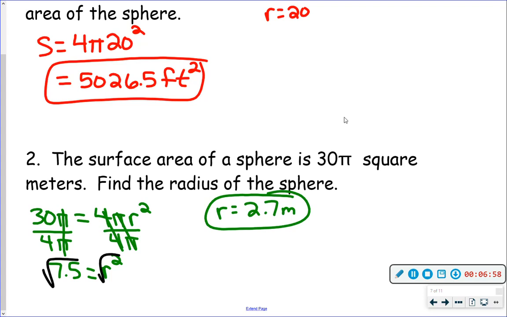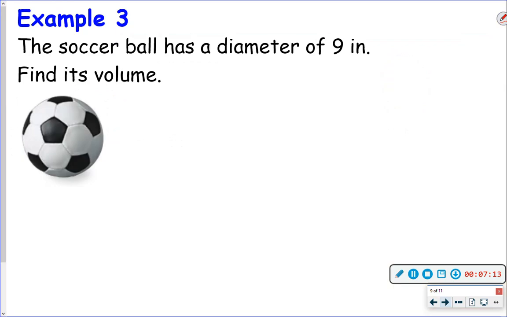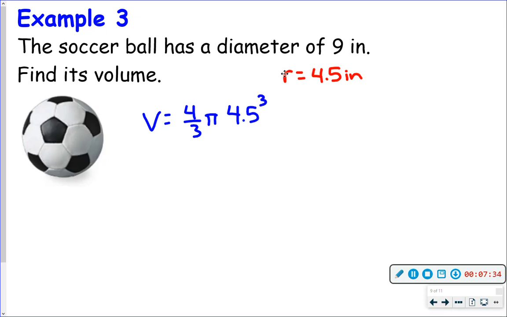All right, almost done. Last thing I have for you, volume of a sphere. So again, this will be on a formula sheet for you. 4/3 pi r cubed this time. So very simple, just punching it in the calculator. I'll show you one, of course. So the soccer ball has a diameter of 9. So right away I'm like, okay, radius is half of that. Before I get carried away, find its volume. All right, let's write down our volume formula. 4/3 pi r cubed. And I'm literally typing that into my calculator.